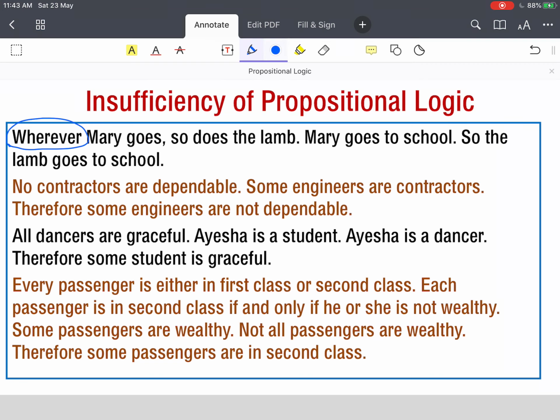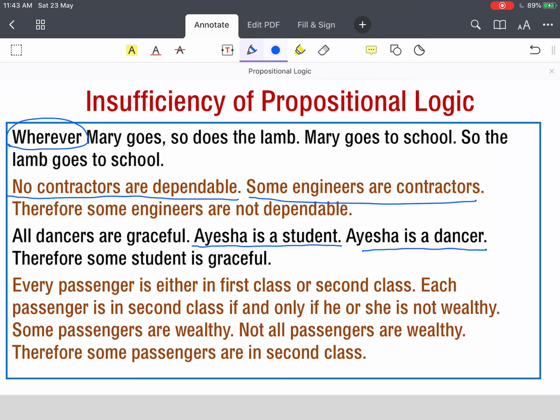The second example, no contractors are dependable. How will we encode this? We can say contractors are dependable, contractors are not dependable. But there is no contractor who is dependable. Similarly, some engineers are contractors. So we are entering into a domain where we talk about everybody, somebody, everything, something, nobody. So this is not easily encodable in Boolean logic or propositional logic.